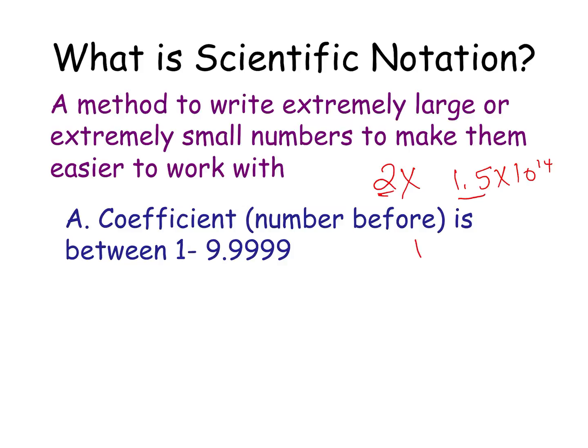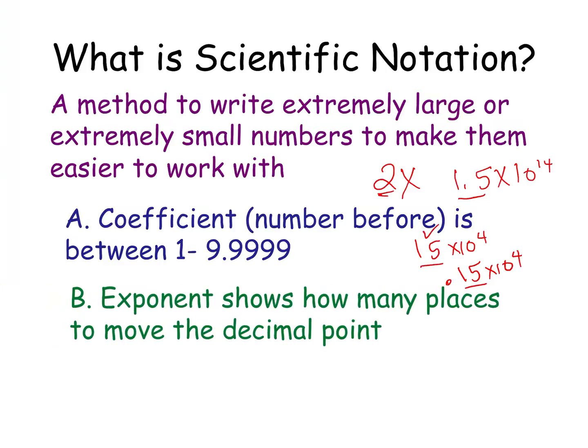So you couldn't have a number like 15 times 10 to the fourth. That's not scientific notation. You also couldn't have 0.15 times 10 to the fourth. Because, again, in both of these cases, you have a number that's larger than 10 or less than 1.